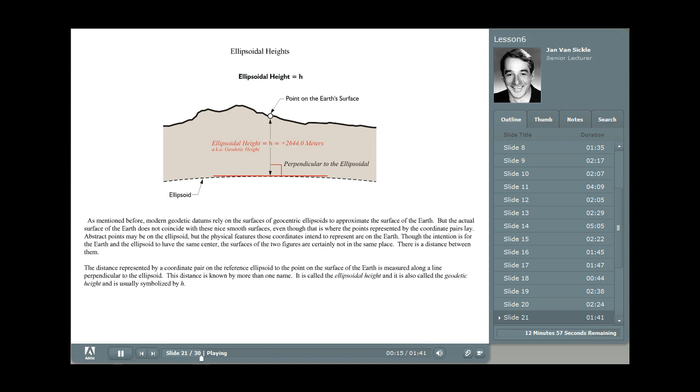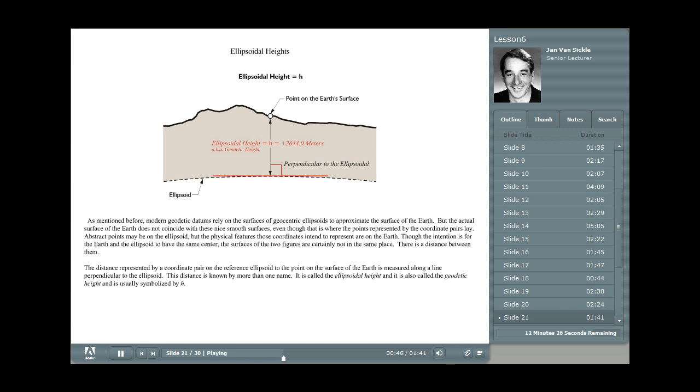This is the vertical distance from the ellipsoid, that mathematical model of the Earth, up to a point that actually is on the Earth's surface. Now here in this image we see an ellipsoidal height, which is also known as a geodetic height, of small h, is the way it's symbolized, plus 2644 meters.